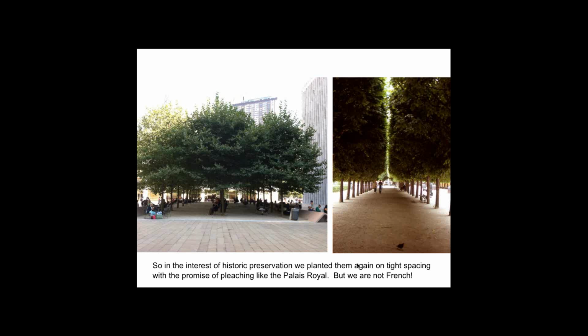And you can see the space in between the trees at the Palais Royal. But the problem is that we're not French. The Lincoln Center people were reluctant to start the pruning right away. They haven't done the aggressive pruning that is needed, and they're starting to lose the interior canopy on this particular set of trees.